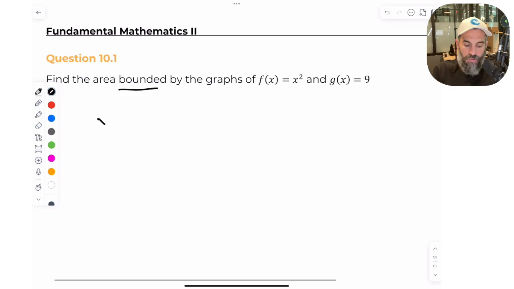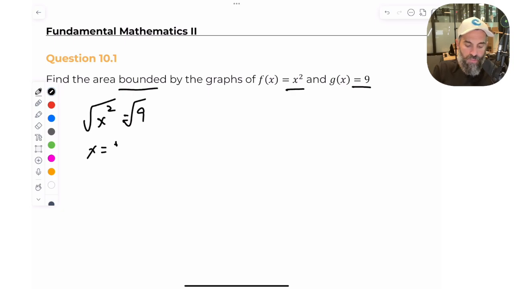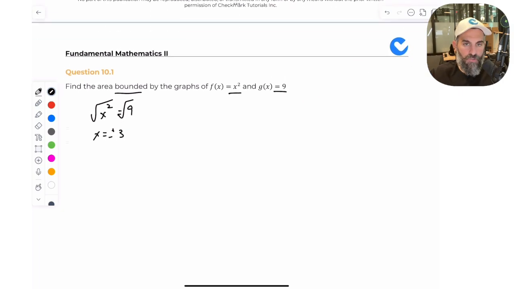So step 1, we'll do x squared equals 9, right? I set them equal to each other and I solve here. So if I were to square root, x equals plus or minus 3. So I know that these two functions will intersect at plus or minus 3.